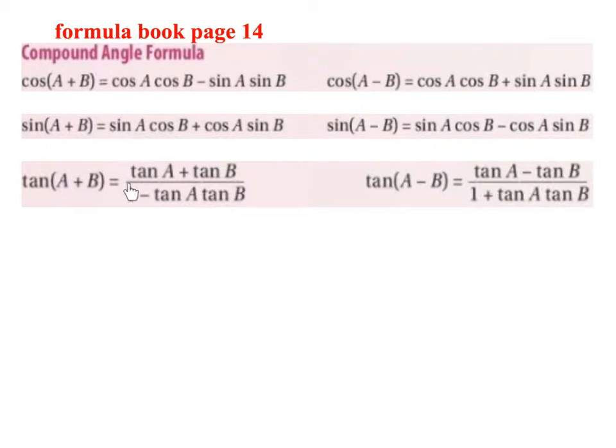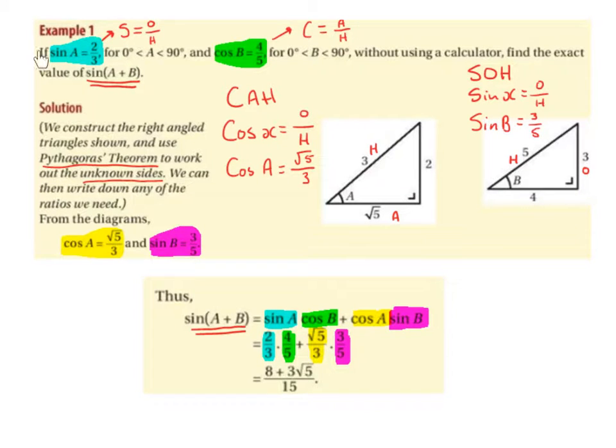These are the 6 compound angle formulae, and they can be found on page 14 of the formula book. If sine of A is equal to 2 over 3, for A greater than 0 degrees but less than 90 degrees, and cos of B is equal to 4 over 5, for B greater than 0 degrees less than 90 degrees, without using a calculator, find the exact value of sine of A plus B.